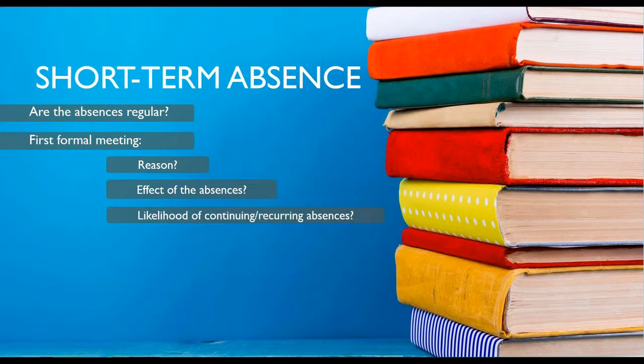You want to look at the likelihood of continuing and recurring absences, and in that case, particularly if you are suspicious of an underlying condition, it might be appropriate to refer the employee to occupational health and obtain a medical report to see if there's any other underlying disability, because that will trigger your duty to make potential reasonable adjustments. Now, when managing short-term absence, you may not always have to do that, but you must plan that into your process and have that in mind and follow your procedures.